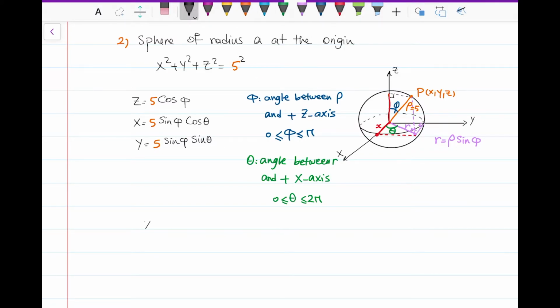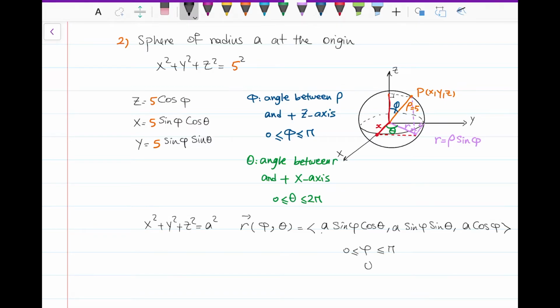Okay, so if I have the whole sphere x squared plus y squared plus z squared equals a squared, then the parameterization using two parameters, phi and theta, would be a sine phi cosine theta, a sine phi sine theta, and a cosine phi, where phi is between 0 and pi, and theta is between 0 and 2 pi. Okay, very good. That was for the sphere.